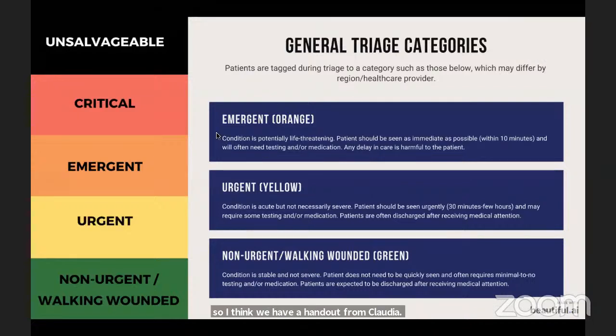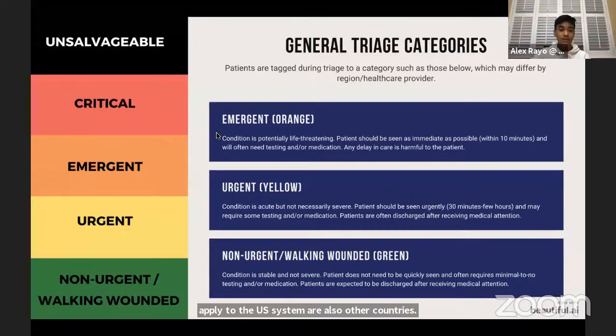Hi. So I wanted to ask, is this kind of system applied to the US system or also other countries regarding the triage? Yeah, so triage is used all across the world in all healthcare systems in different countries. These are the categories that I know best that most hospital systems in the US use, but triage is definitely used all across the world. Again, there are some slight differences in categories, but it's a pretty universal thing.